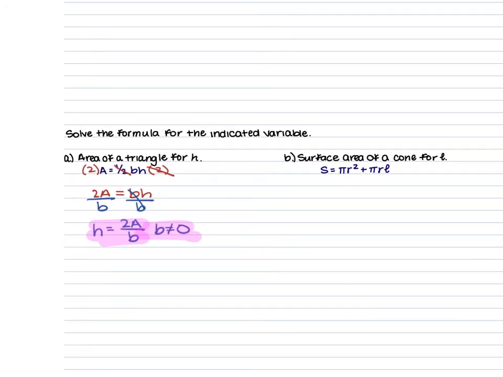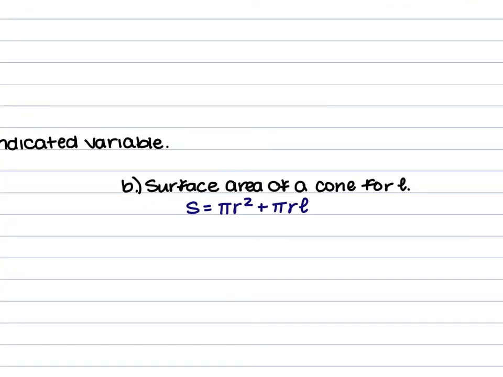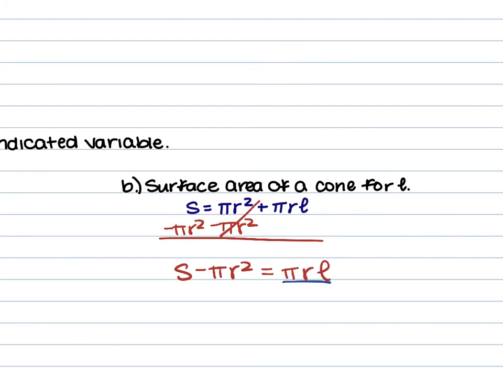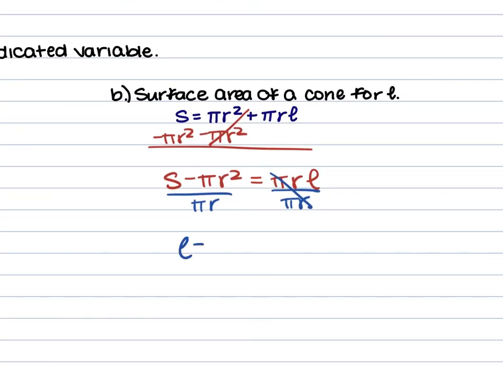For B, we're given the formula for surface area and told to solve for L. So we are going to first move over that pi r squared by subtracting it from each side. So this is going to be S minus pi r squared is equal to pi r L. From here, we divide each side by pi times r, and we get that our length is equal to our surface area minus pi times the radius squared over pi times radius, and our radius cannot equal 0.